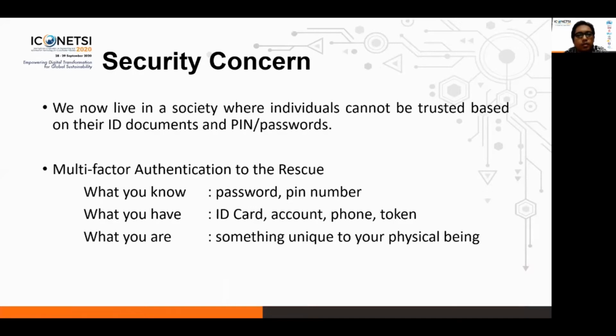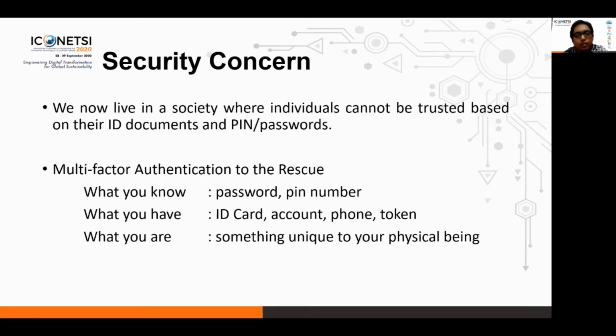Security concern. We now live in a society where individuals cannot be trusted based on their ID document and PIN or password. Because of that, we even use multi-factor authentication for the rescue. What is multi-factor authentication? It consists of what you know, what you have, and what you are. What you know, example is password, PIN number, and what you have, ID card, account, phone, and token. And what you are, something unique about your physical being.